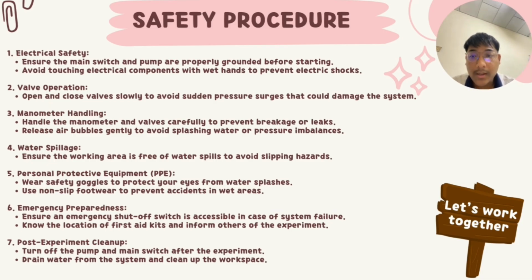Okay, next, for safety procedure. First, we must ensure the main switch and pump are properly grounded before starting. Avoid touching electrical components with wet hands to prevent electrical shock. Second is to open and close the valve slowly to avoid sudden pressure surge. Third is to handle the manometer and valve carefully to prevent breakage or leaks. Release air bubbles gently to avoid splashing water or pressure imbalance. Fourth is to ensure the working area is free of water spills to avoid slipping hazards. Fifth, wear safety goggles to protect your eyes. Use non-slip footwear to prevent accidents. Sixth is to ensure an emergency shut-off switch is accessible in case of system failure. Know the location of first aid kits and inform others of the experiment. Seventh is to turn off the pump and main switch after the experiment. Drain water from the system and clean up the workplace.